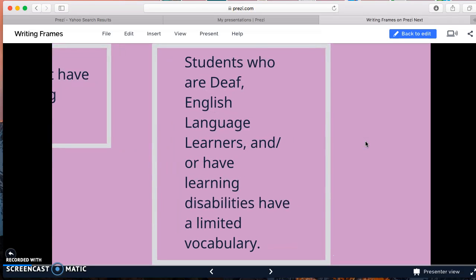Students who are deaf, English language learners, and/or have learning disabilities most often have a limited vocabulary. For example, I work with deaf and hard of hearing students, and they do not get exposure to incidental language, which definitely limits their vocabulary compared to hearing children. So it is my job as a teacher to expand their vocabulary. Writing frames does allow me to do this.